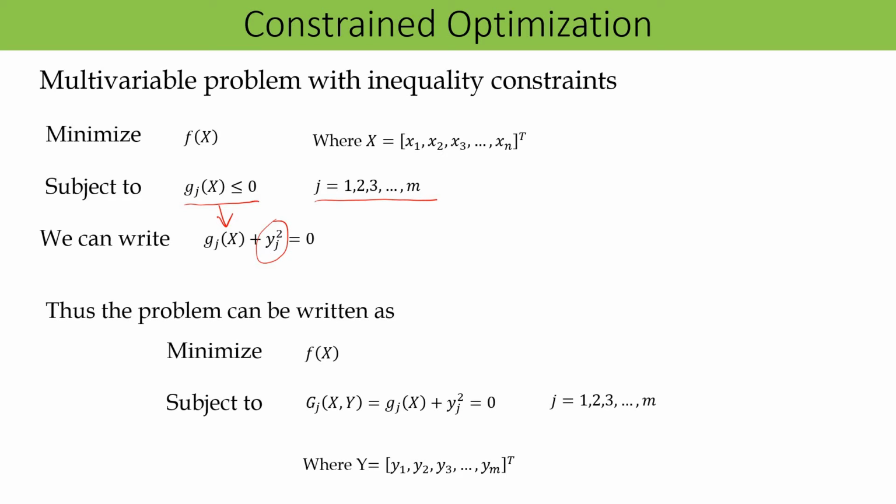Now if we convert it to an equality constraint, the problem will be something like this. It's a minimization of f(x) subject to capital Z_j(x, y). Now y is also a variable, because we are making it an equality constraint by putting in y. So now it is a function of x and y, which is z_j(x) plus y_j square equal to 0, where y is y1, y2 up to ym. So we have m constraints here. I hope this is clear. The concept is very simple. We have converted the inequality constraint to an equality constraint by putting y square here, so that I can apply the necessary condition for optimality on the Lagrange function.